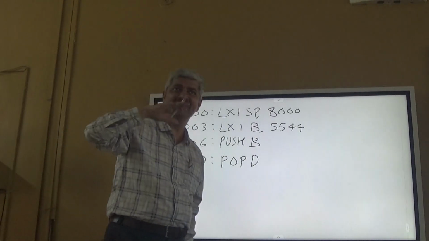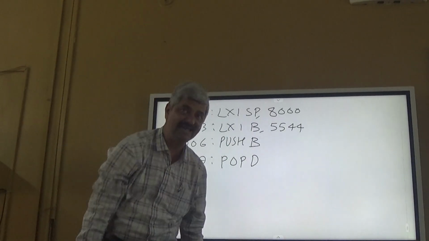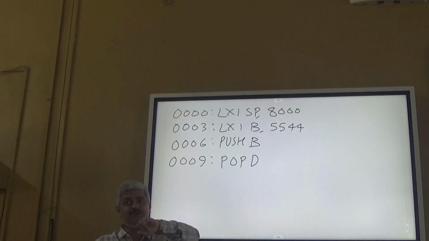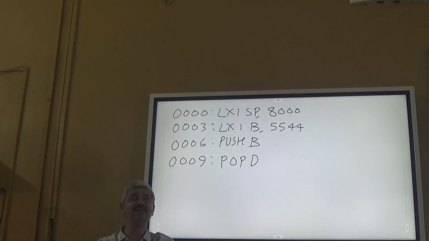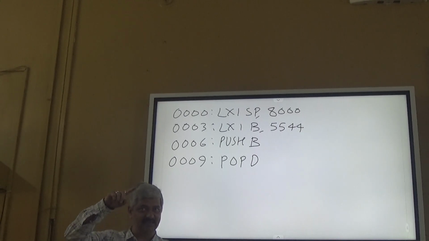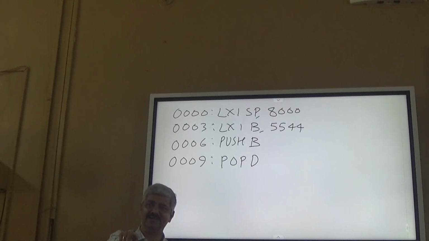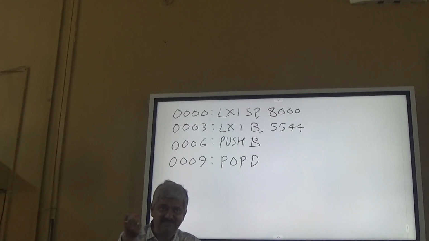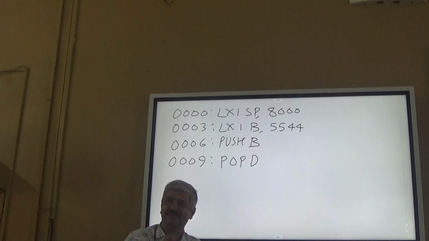POP D, pop is the exact reverse of push. Exact reverse means how? What do we do in push? Decrement the stack pointer by 1 and store the higher byte. Then again decrement the stack pointer by 1 and store the lower byte. So decrement and store is the process for push. So for pop, what would be the procedure? Listen very carefully and try to work out its exact reverse.